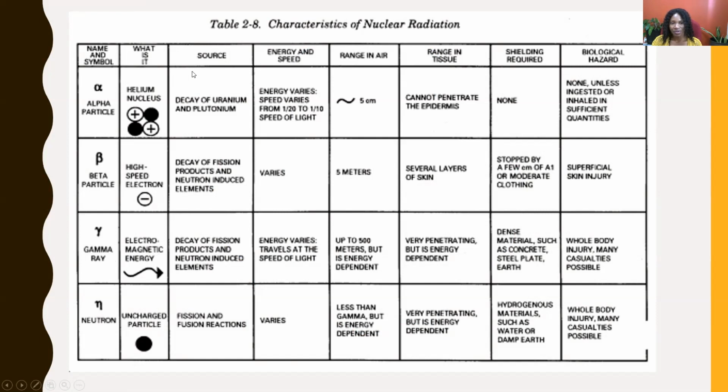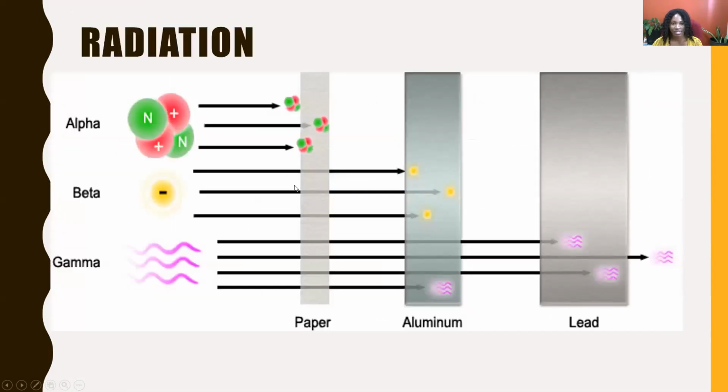All right, so the next thing we're going to be looking at is the sources of these different types of radiation. Now, alpha particles can be found from uranium and plutonium. Beta particles are usually the decay of fission products and neutron-induced elements. And gamma radiation, they're usually products of neutron-induced elements also. Moving on to the next slide.